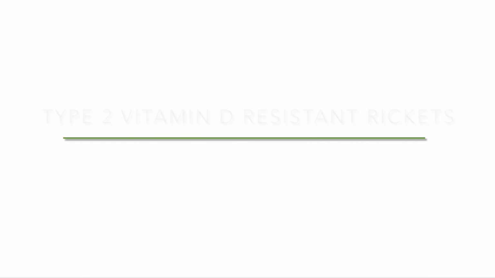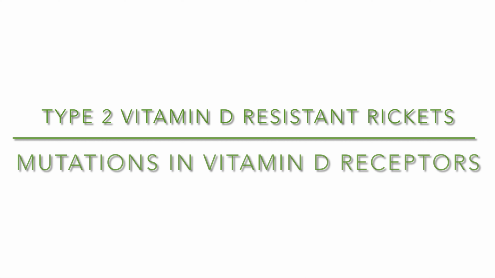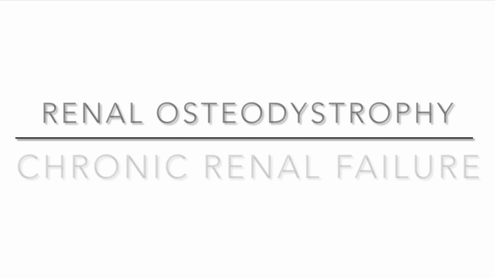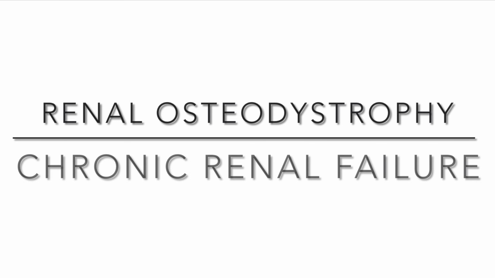In type 2 vitamin D resistant rickets, there is unresponsiveness of the target cells to calcitriol. This occurs because of mutations in the vitamin D receptors. Renal osteodystrophy is an acquired metabolic defect. Patients with chronic renal failure cannot synthesize the active metabolite of vitamin D due to renal damage, and this causes secondary hyperparathyroidism and in some cases osteomalacia. This was all about vitamin D deficiency related rickets and osteomalacia.